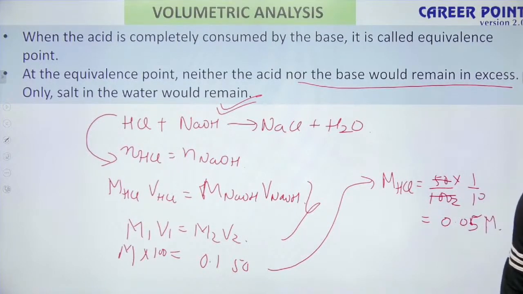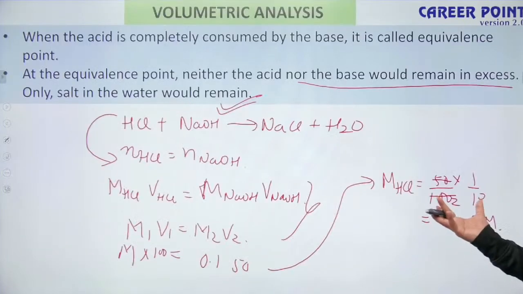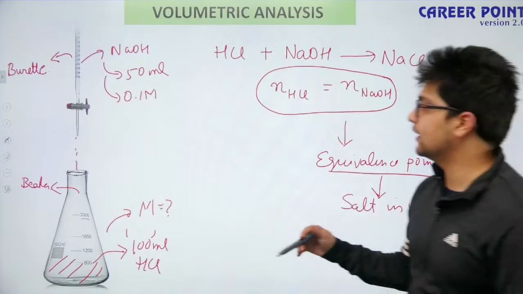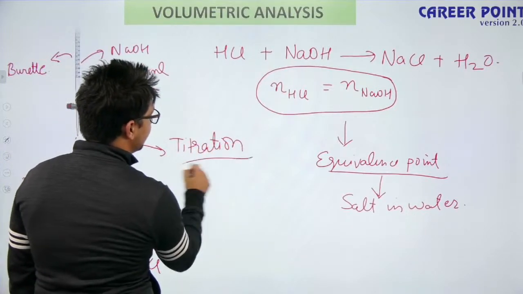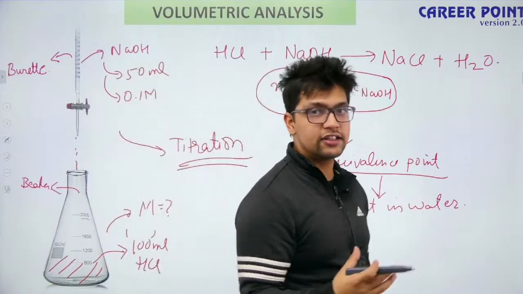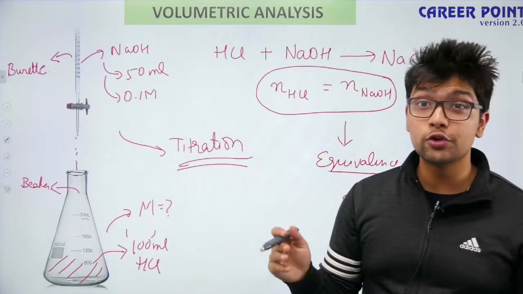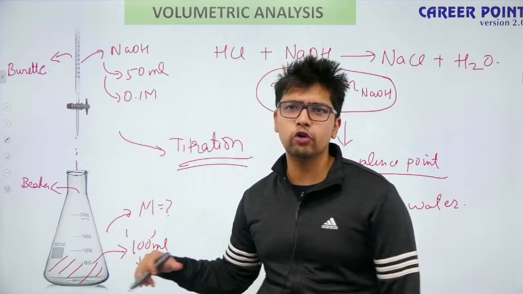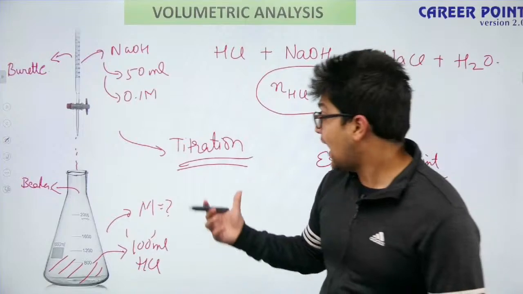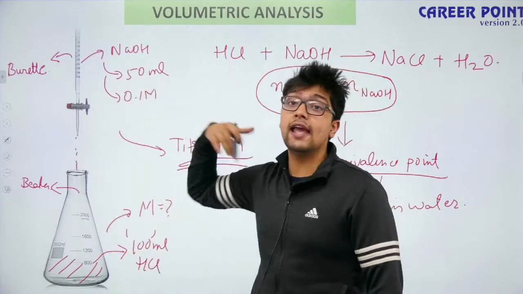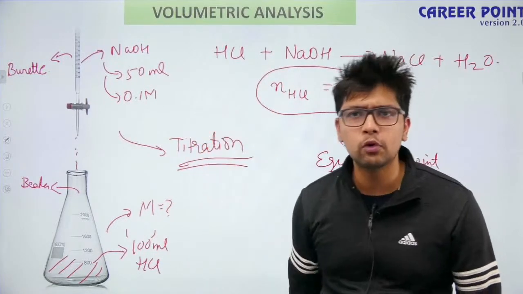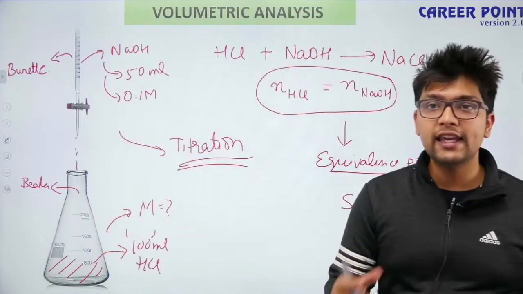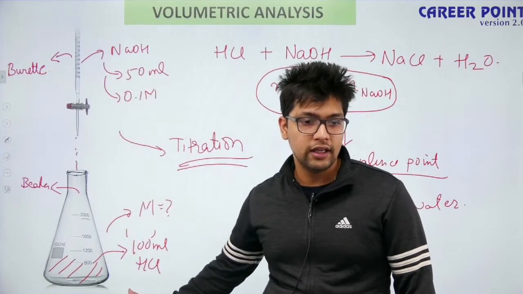Is this clear? We call this complete setup, this experiment, titration. Whatever you have to calculate, let's say I have to calculate the strength of HCl, they will say HCl is titrated against NaOH, that is the base. We know all about NaOH, that is, we know the molarity and the volume.